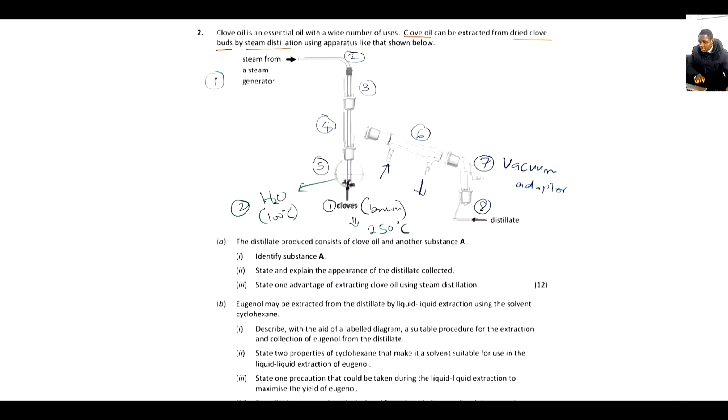Now I'm talking about the question. A says the distillate product consists of clove oil, and then it contains another substance A. Now this is the distillate. We are told that it contains clove oil. Of course, it contains clove oil. That's our target. And it also contains another substance A. What is that substance A?